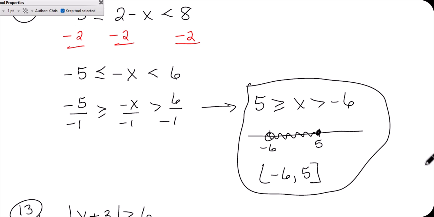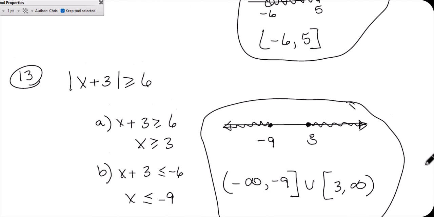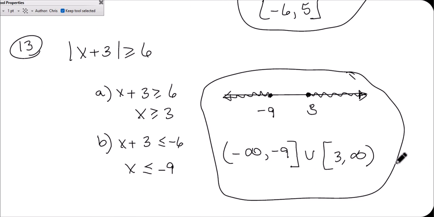All right, so let's see. In 13, we have an absolute value inequality. So what's important is the direction the inequality is pointing. It's pointing away, and that's why I have 2 separate problems and not a trapped problem. All right, so the first problem is just like it's written. So move the 3. 6 minus 3 is 3. So I get all the stuff 3 and bigger.